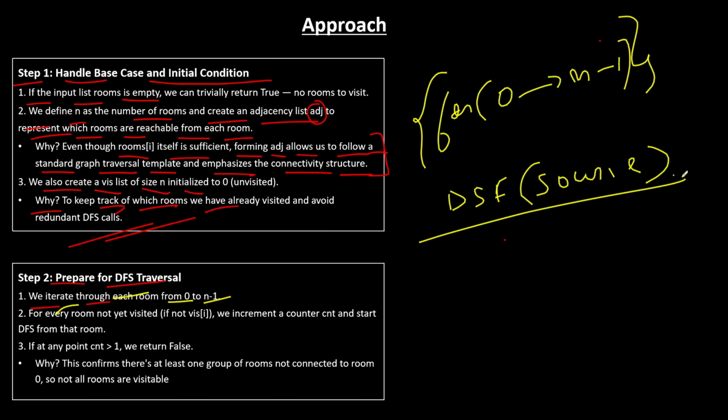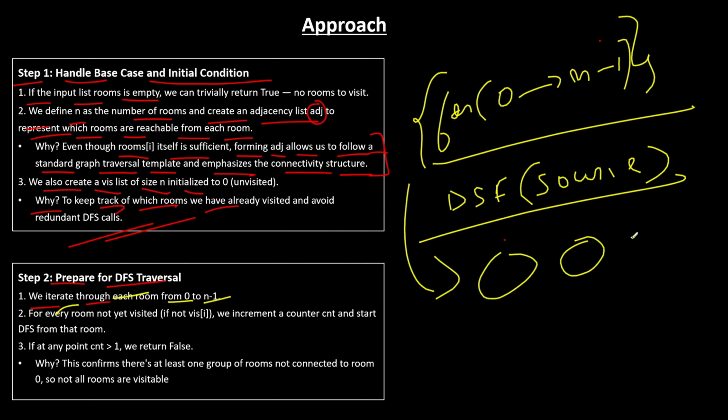That's all. But if you are unsure whether a graph might be unconnected or disconnected, then in that case we need a for loop so that we can take a hand in all of the particular nodes given to us, or we can cover all the disconnected components. For every room not yet visited, we increment a counter and start DFS from that room.